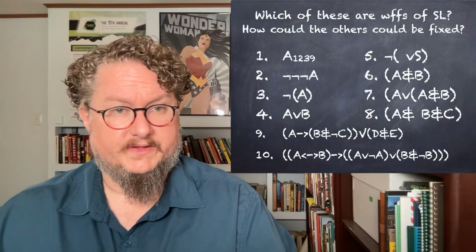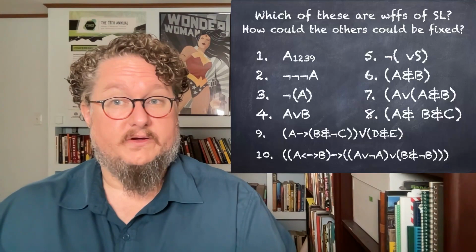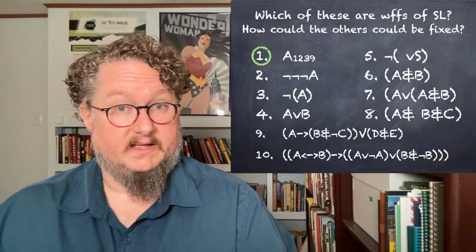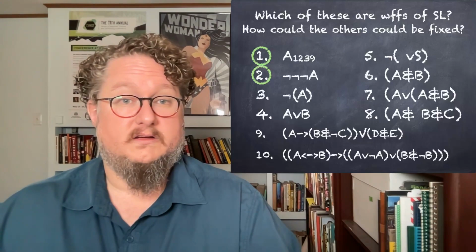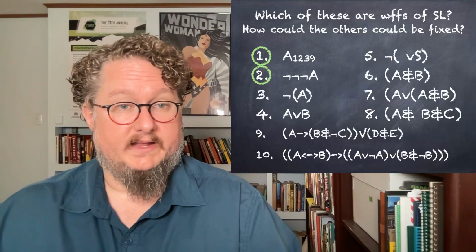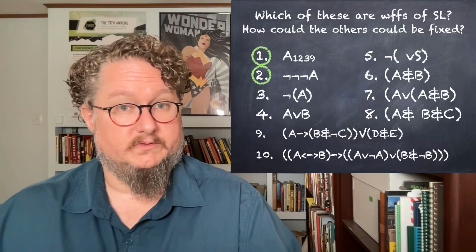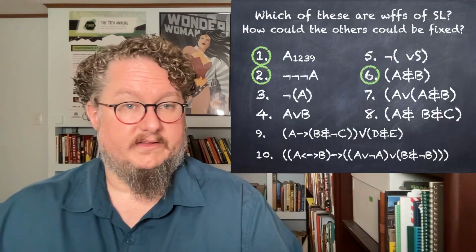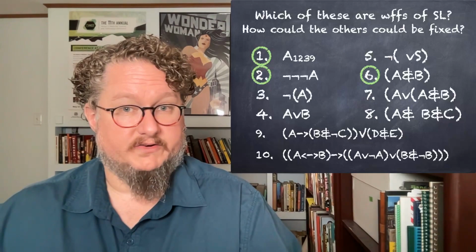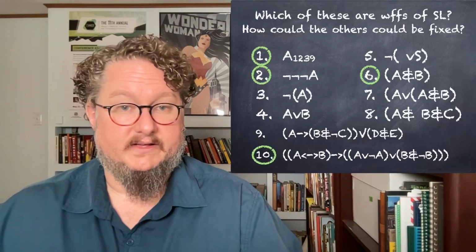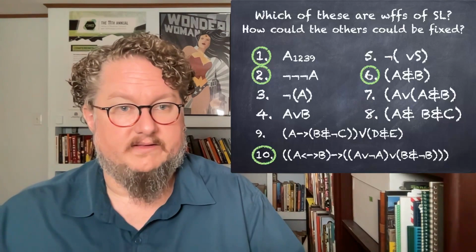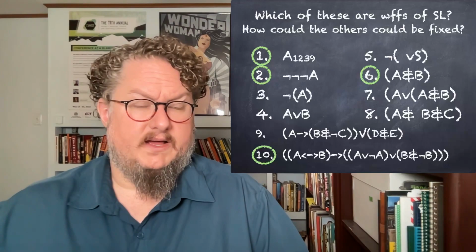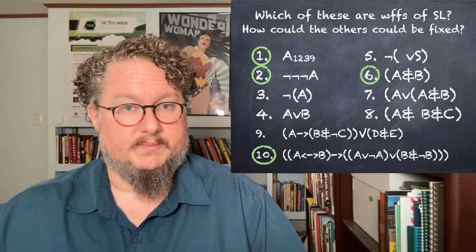All right, you figure it out? So right off we can say number one is a woof of SL. It's just a sentence letter with a subscript. It's a long subscript, but that's fine. Number two is also a woof of SL, right? You can see that it's just multiple applications of rule number two, the negation rule, to a sentence letter A. Six is a woof of SL. You can see that it's just the normal conjunction rule applied to two atomic sentences. And 10 is a very complex expression, but if you take a second and look at it, you can also see it fits all of the rules for generating a woof of SL. The rest are not precisely following the woof rules and require a little bit of fixing up.